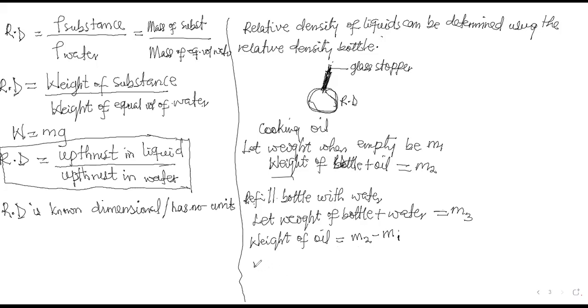What about the weight of water? Anita. Sir, please, the weight of water plus the bottle minus the weight of the empty bottle, so that is M3 minus M1. So M3 minus M1.